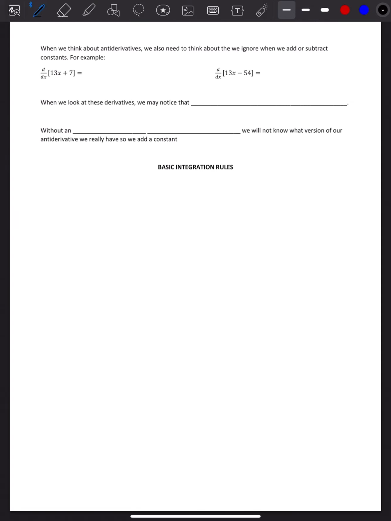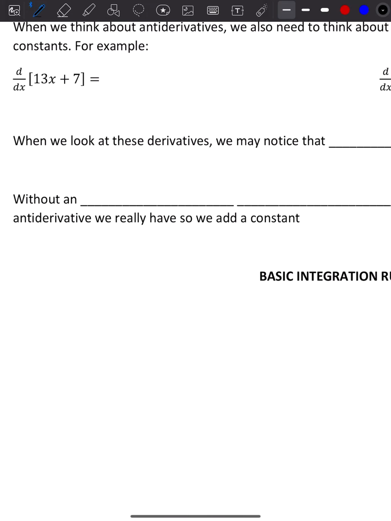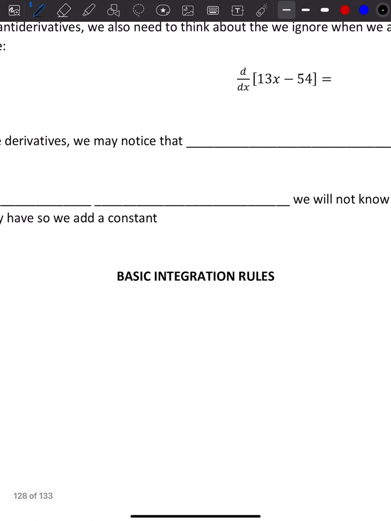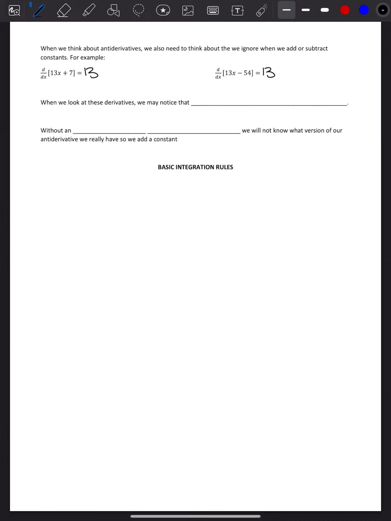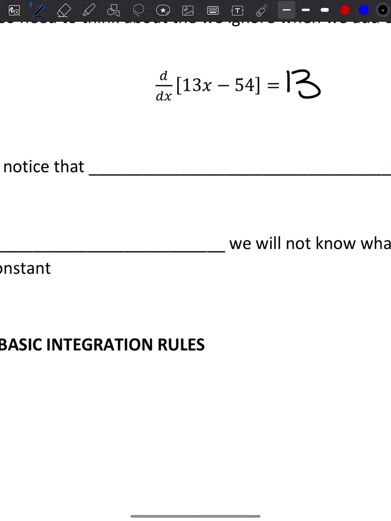So we're going to look at some examples here when we look at derivatives versus antiderivatives. If I wanted to take the derivative of this, the derivative of 13x plus 7 is 13. The derivative of 13x minus 54 is also 13. So when we worry about antiderivatives, we need to be a little bit careful because these start out as the same thing. So when I work my way backwards, I don't know which one they are going to give us. So when we look at these derivatives, we notice that they give us the same answer.